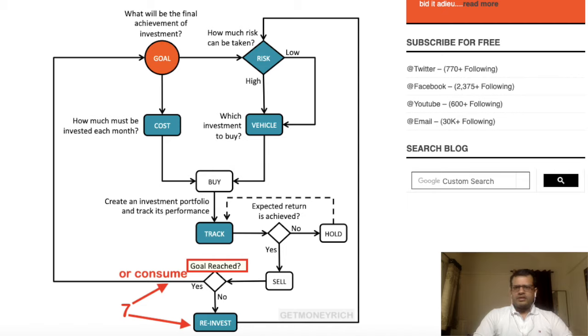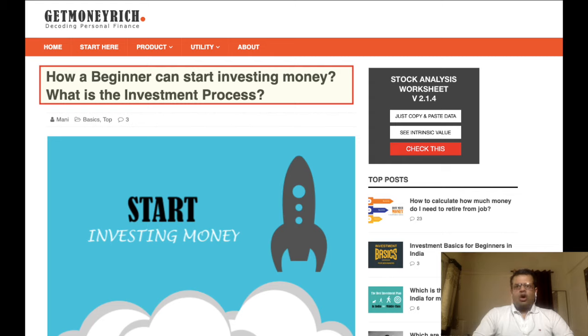But if your goal was to make 5 lakh rupees and after selling you found that you have already made 5 lakh rupees, then you are ready to consume your investment. So this is all about the investment process that you need to take care of before buying an investment and after buying an investment.